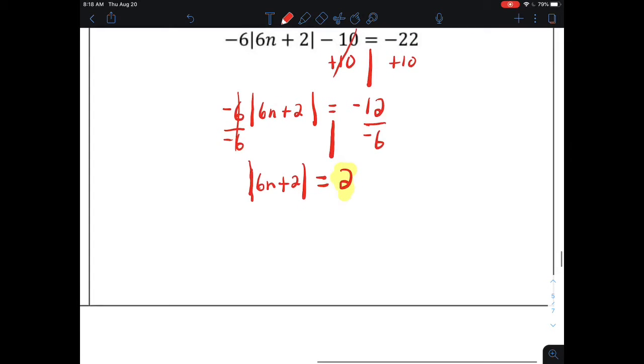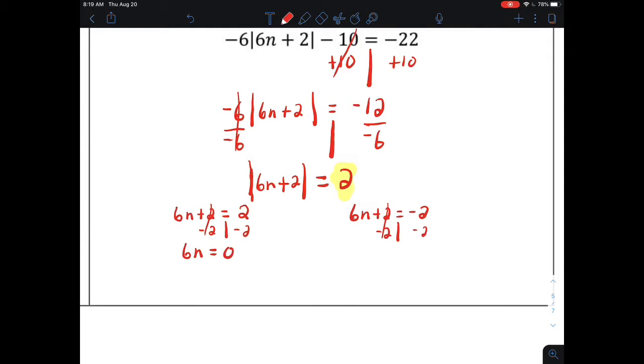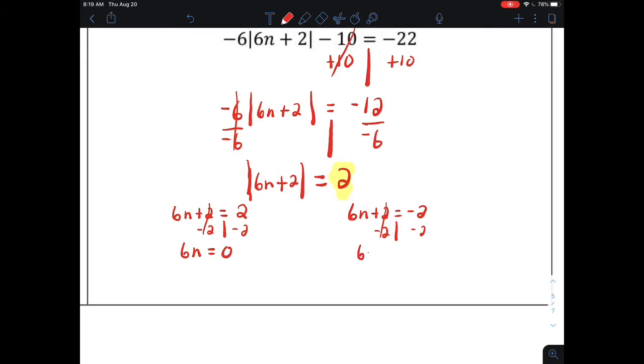Now we make our two little math problems here because the absolute value of both positive 2 and negative 2 equals positive 2. So I say 6n plus 2 is equal to positive 2, and 6n plus 2 is equal to negative 2. And now we work to solve, and I'm going to work both of those equations at the same time. So I'd have to move the plus 2 to the other side, so I got a minus 2 on both sides. So this first expression is going to be 6n equals 0, and the second expression becomes 6n equals negative 4.